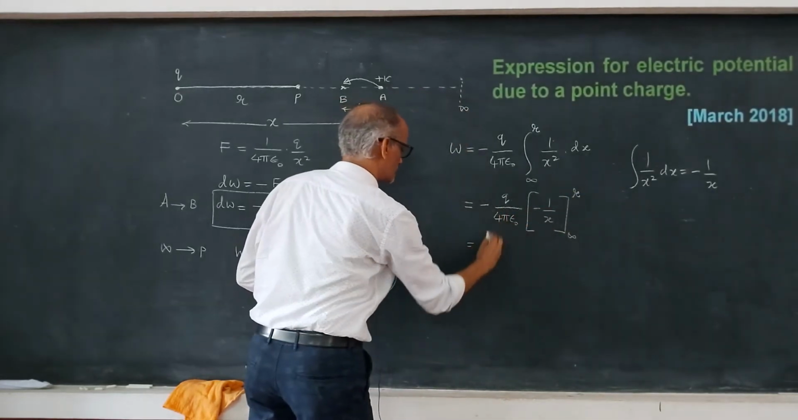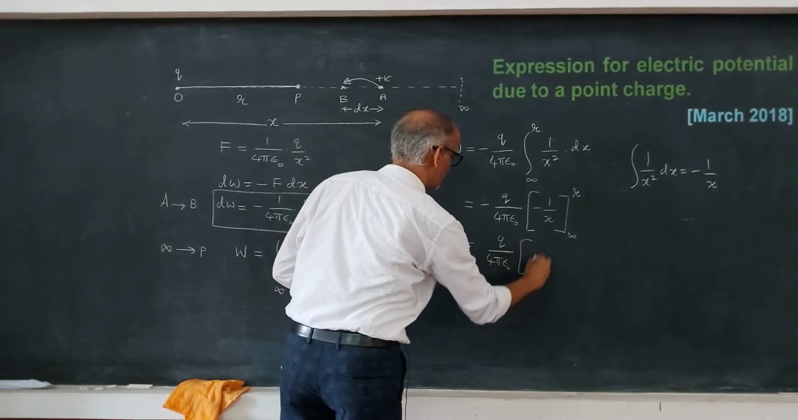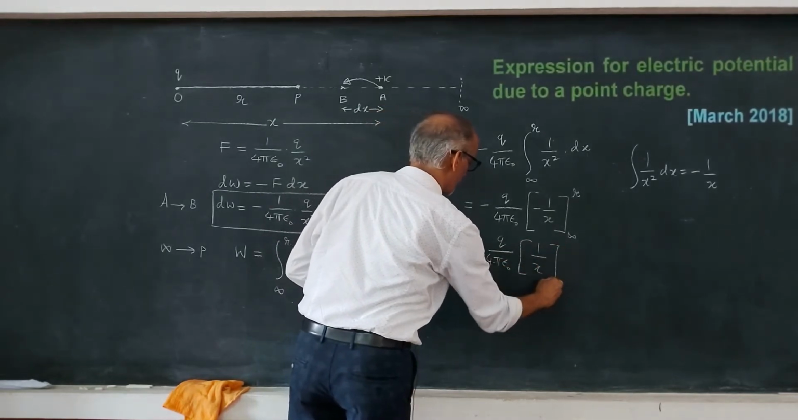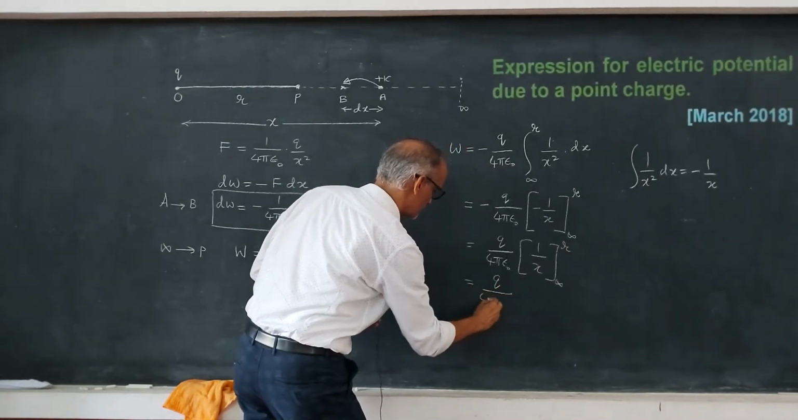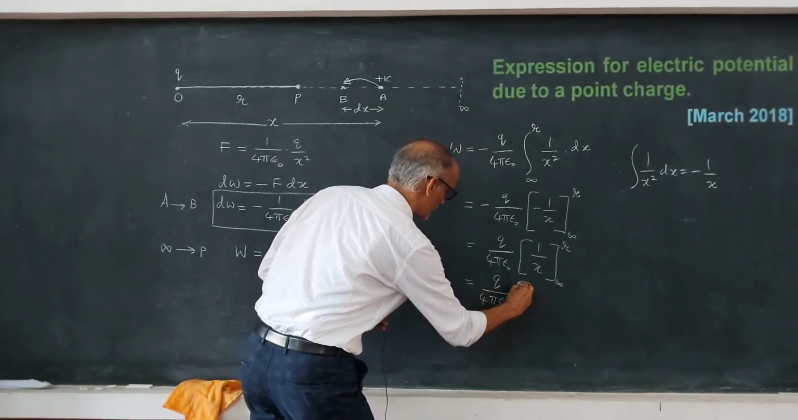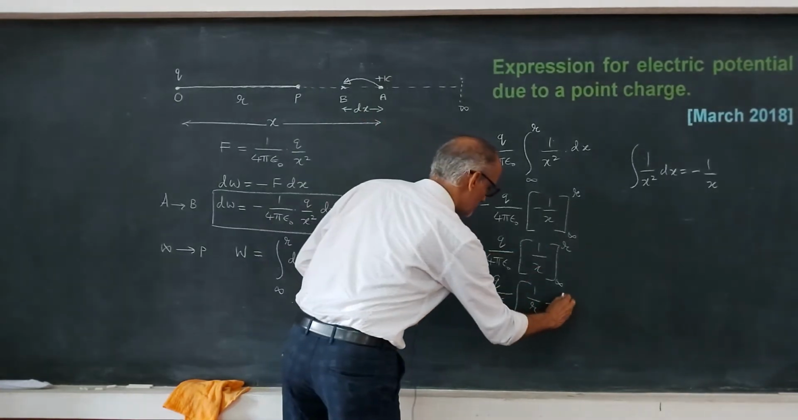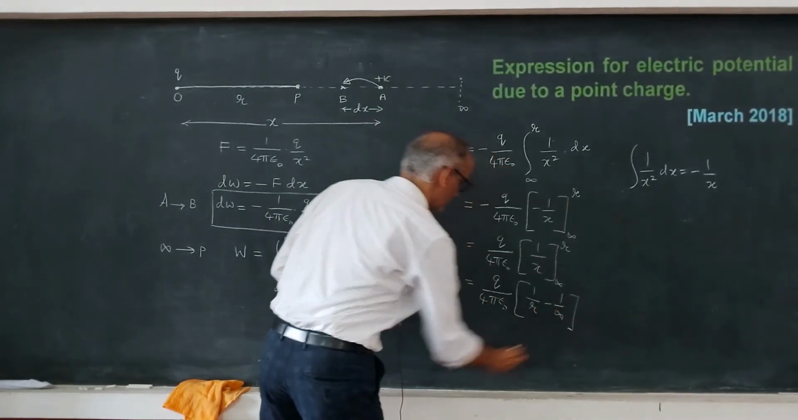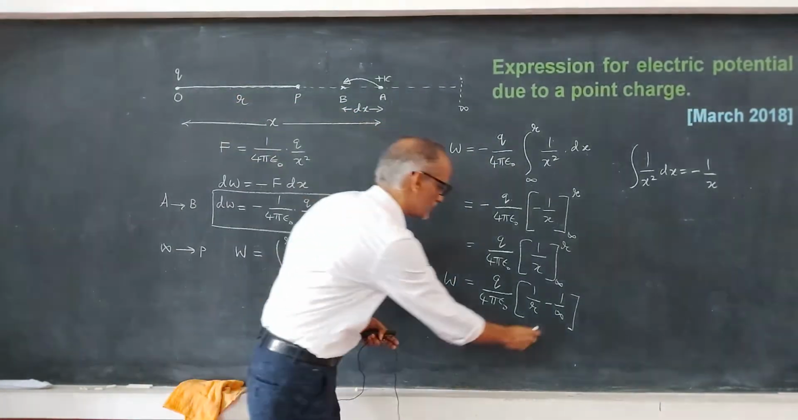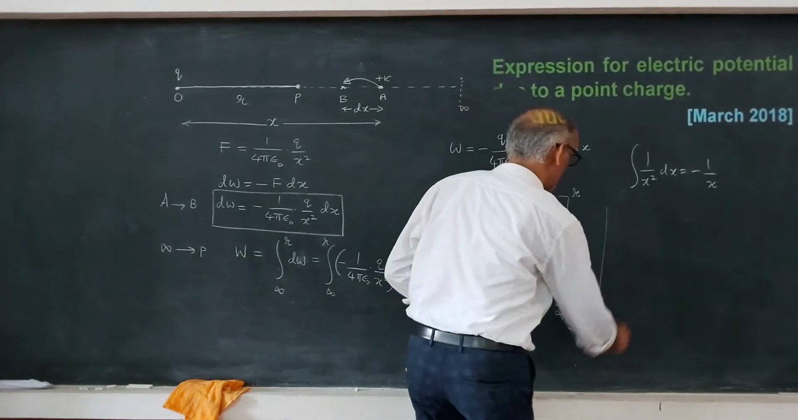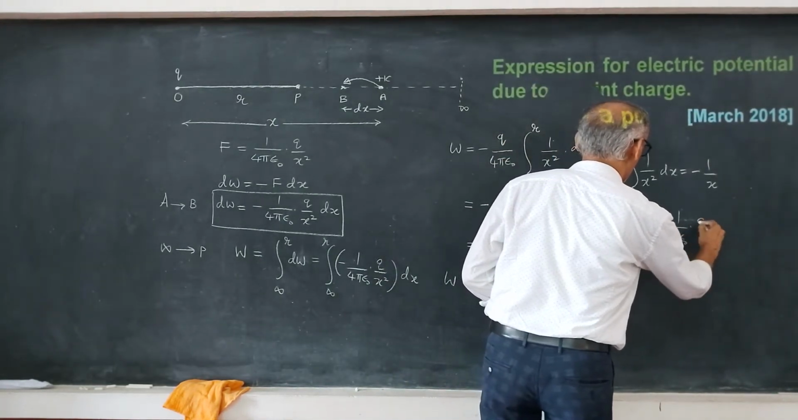This minus of minus becomes plus, so you get q by 4 pi epsilon naught into 1 by x, with limits infinity to r. Time to substitute the limits now: 1 by 4 pi epsilon naught into 1 by r, replacing x as r, minus 1 by infinity. Now, that is W. 1 by infinity is 0. Therefore, W is equal to 1 by 4 pi epsilon naught q by r.